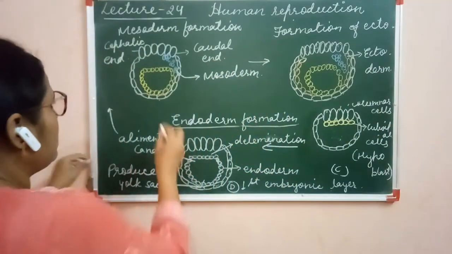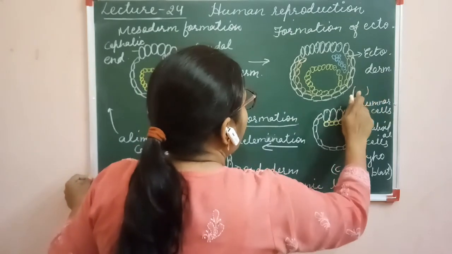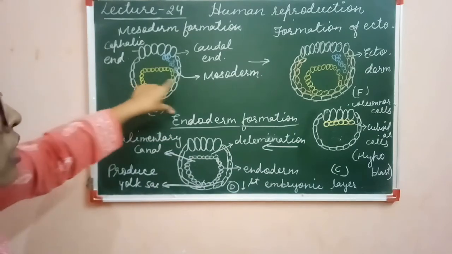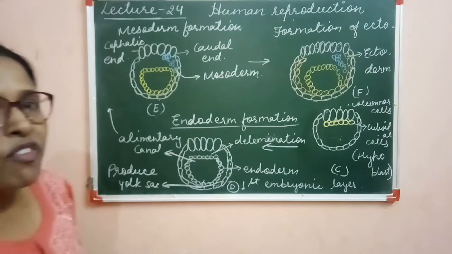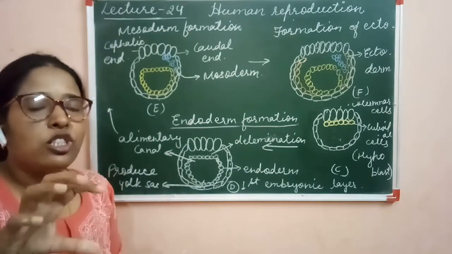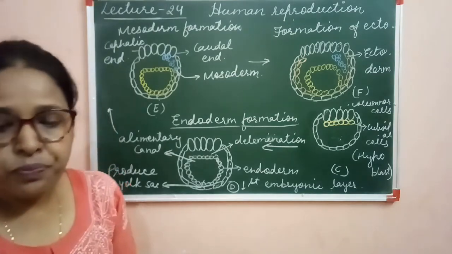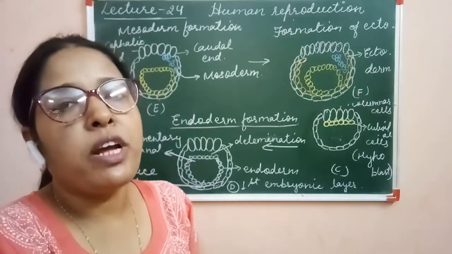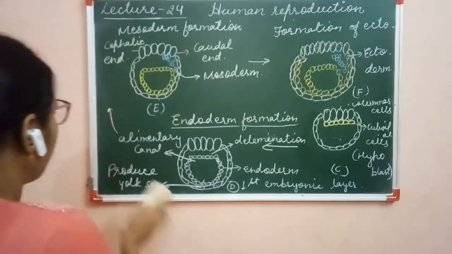In this way, this is the E structure and this is the F structure. In this way, the formation of endoderm, mesoderm and ectoderm takes place, and gastrulation is completed here. All of these layers will give rise to the different structures of the embryo. Clear? One more thing takes place here, that is the formation of the amniotic cavity. Now what is the amniotic cavity?